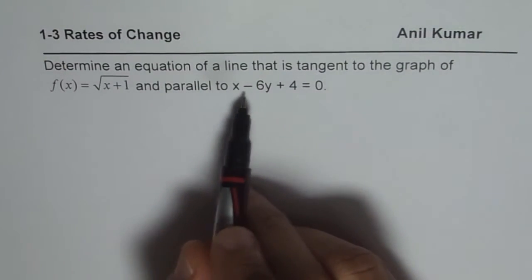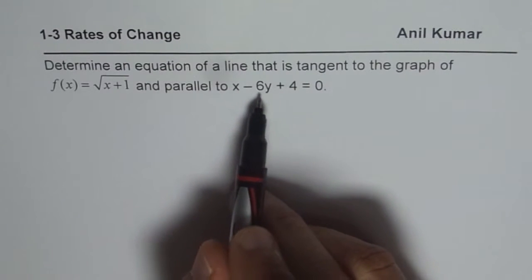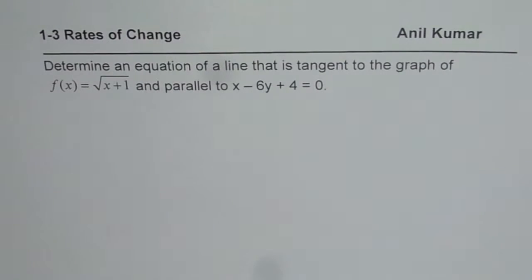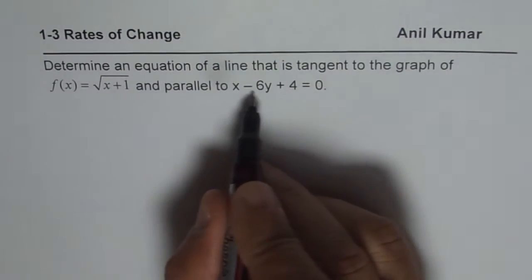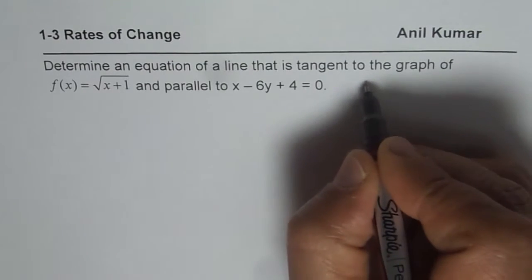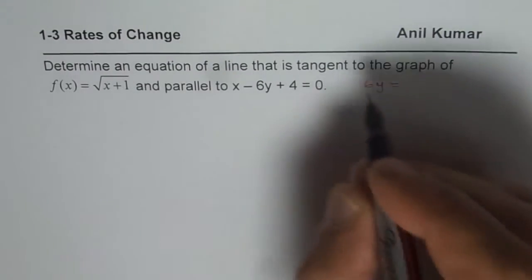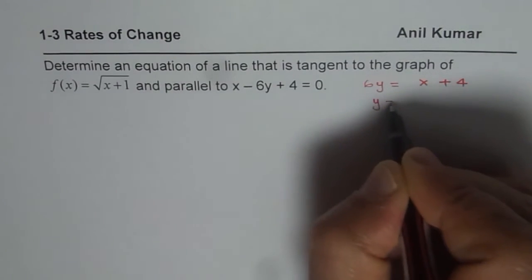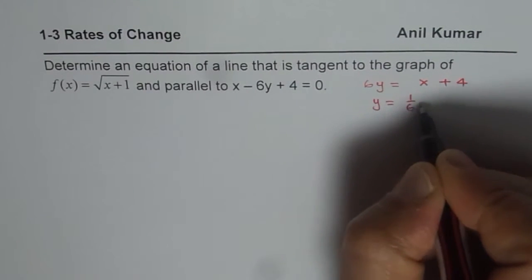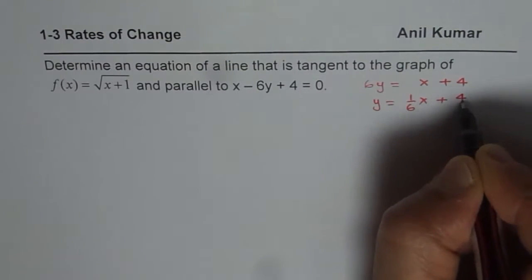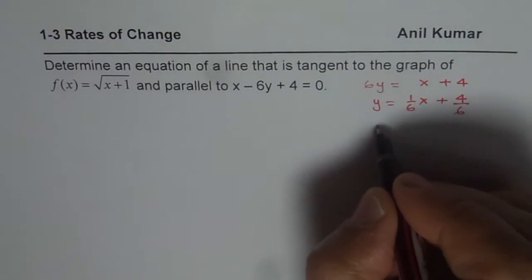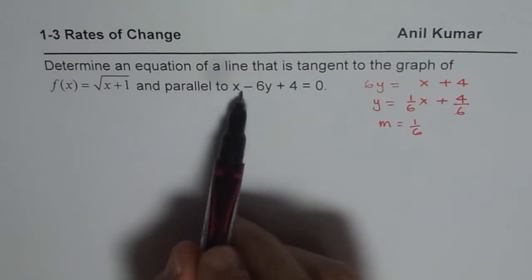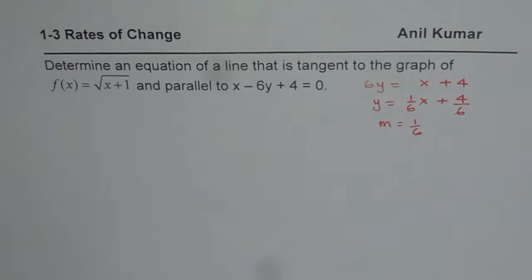When we say parallel to this particular line, let's figure out what is the slope of this line. I'll rearrange and write it in slope-intercept form. So I get 6y equals x plus 4, or y equals 1 over 6 x plus 4 over 6. So the slope of this line is 1 over 6. Since we need a parallel line, we are looking for a slope of 1 over 6.